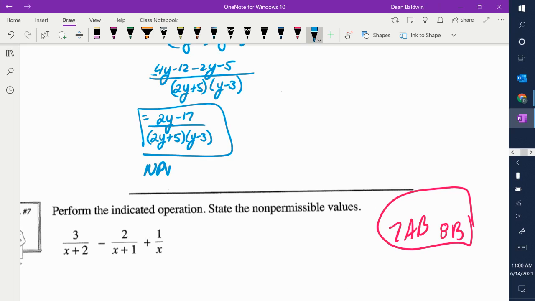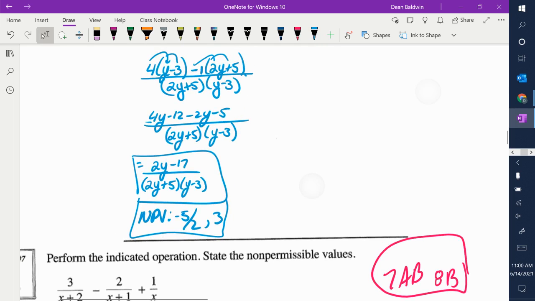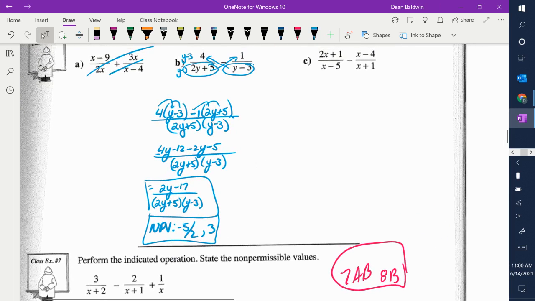So the NPVs are negative 2. Did you say negative 2.5? Negative 2.5 or negative 5 halves and 3. Yeah. So there's your NPVs. You always have NPVs with rational expressions. You can write them right at the beginning. Like looking at C, what would my NPVs be? 5 and negative 1. Okay.